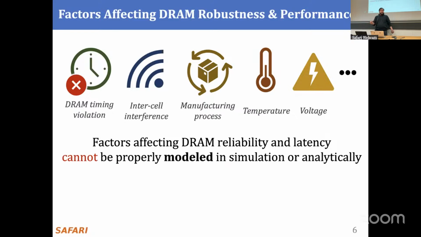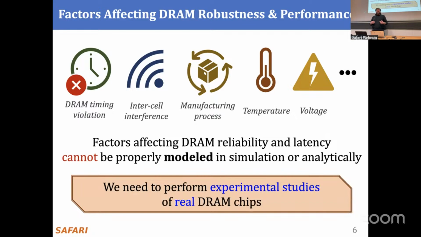So why do we need to test DRAM chips, right? There are a lot of factors that affect DRAM reliability and latency, and we would like to understand the reasons and develop a better understanding of DRAM for factors such as timing violation, cell interference such as row hammer, manufacturing process, temperature, voltage, and so on. However, the factors that affect DRAM reliability and latency cannot be properly modeled in simulation or analytically. Therefore, we need to perform experimental studies on real DRAM chips.